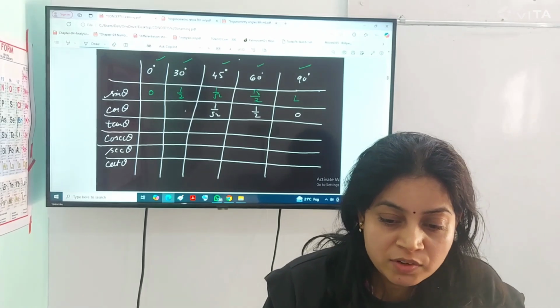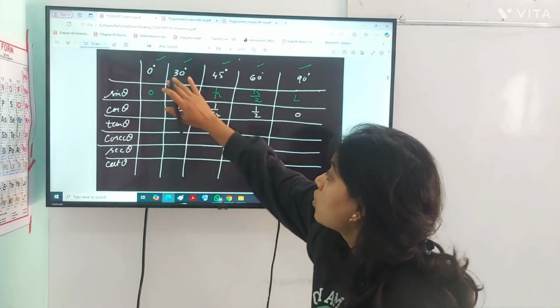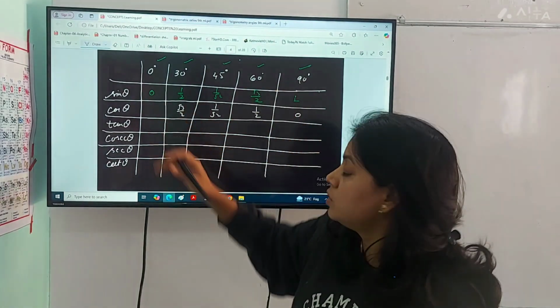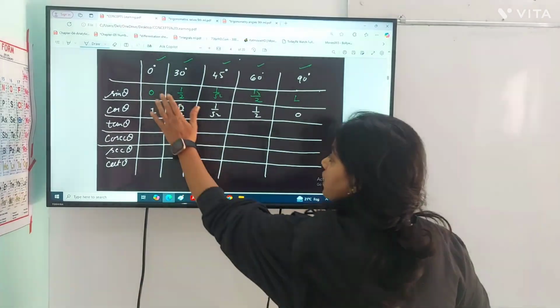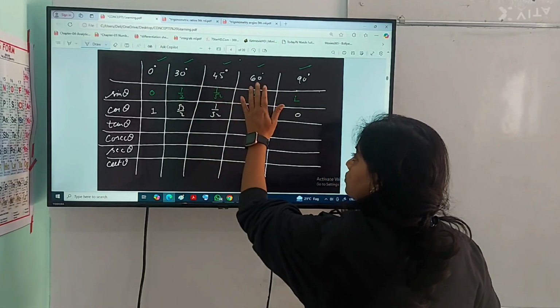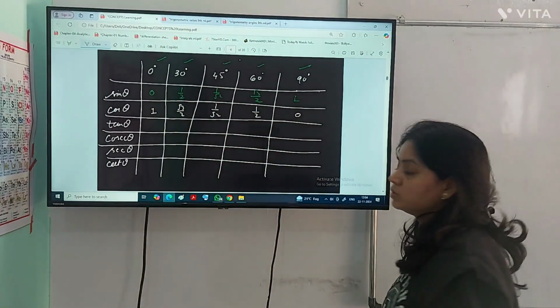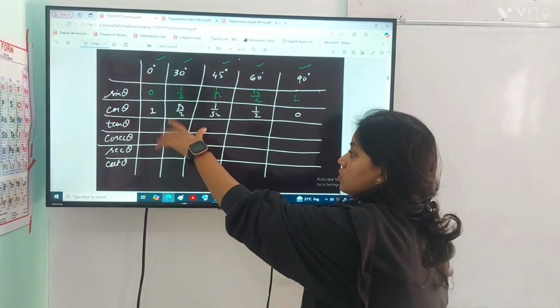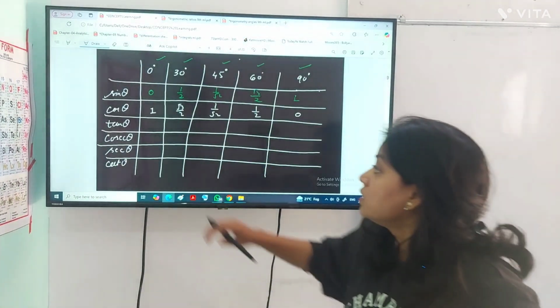So they are going to be 1 by root 2, 1 by root 2, and cos 30 will be equal to sine 60, so it will be root 3 by 2, and cos 0 is equal to sine 90. This is going to be 1. So what you have observed is that you are writing 0, 1 by 2, 1 by root 2, root 3 by 2, and 1, and then we have reversed this value because sine and cos are complementary.